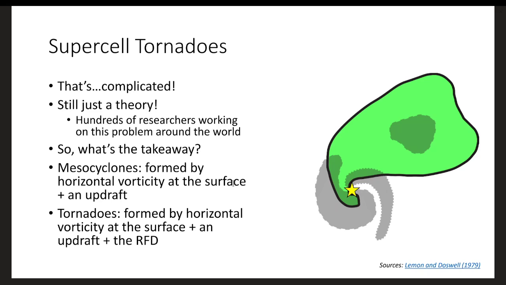But the takeaway is that mesocyclones are formed by horizontal vorticity in an updraft, and then tornadoes are formed by that vorticity plus the updraft and the RFD. So mesocyclones form from these first two, and you need a mesocyclone, and when you take that rotation from the mesocyclone and pull it down to the surface with that rear flanking downdraft, that's when you get the tornado. Supposedly. That's what they think.